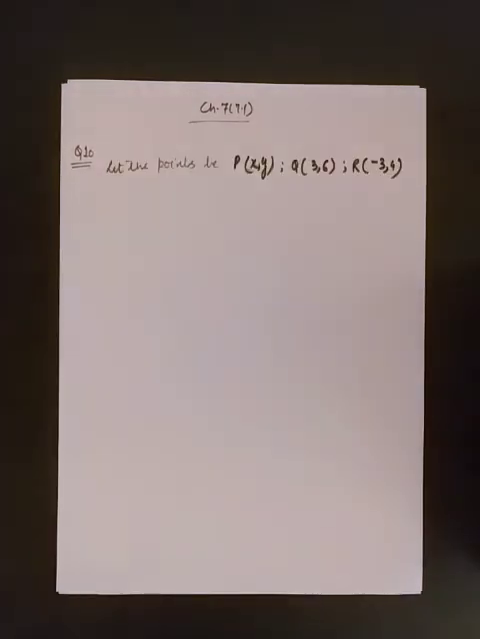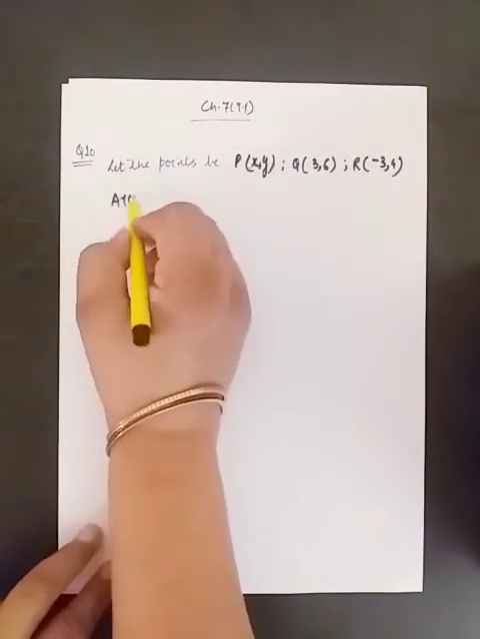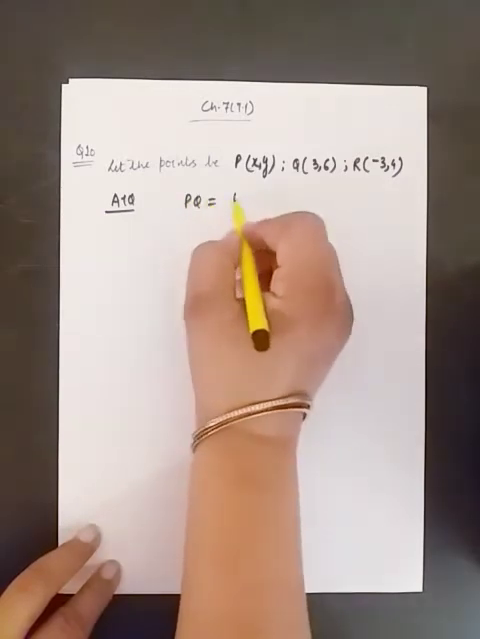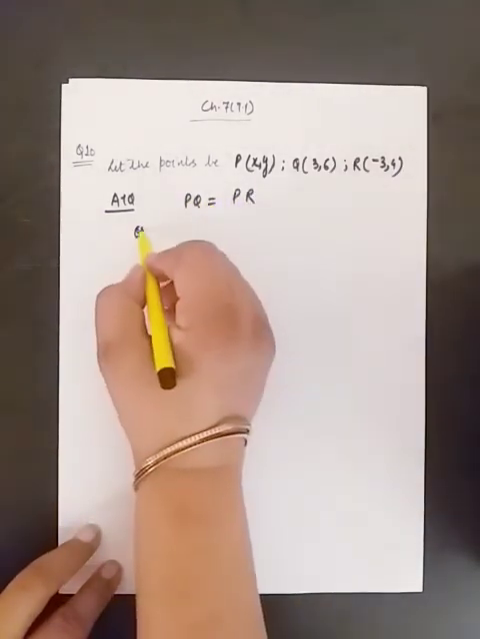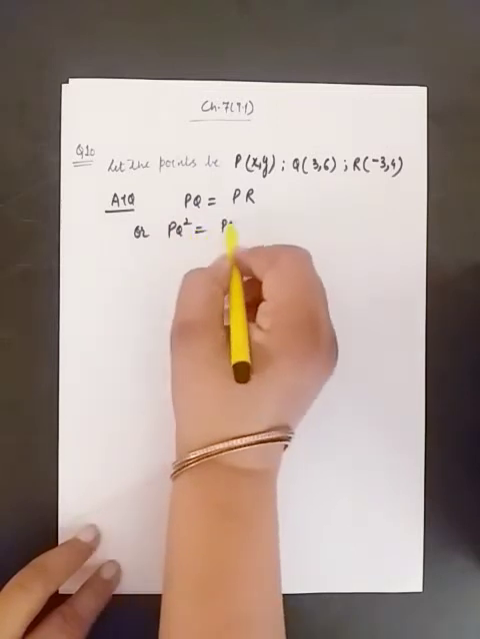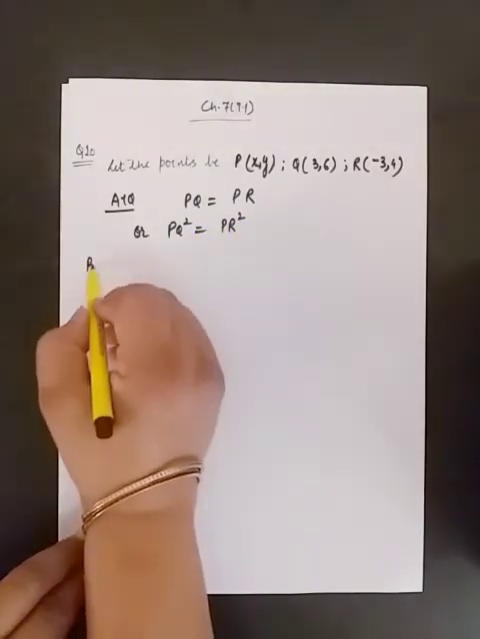Question number 10. Find a relation between x and y such that the point x, y is equidistant from the points 3, 6 and minus 3, 4. So what we have to do, let the points be P, Q, R. These are the points, and according to the question, it is given that point P(x, y) is at equal distance from the remaining 2 points. So according to the question, PQ is equal to PR, or we can say PQ square is equal to PR square.